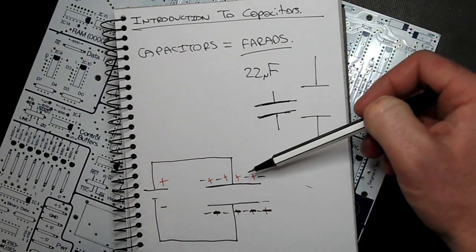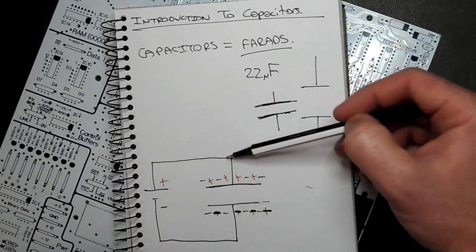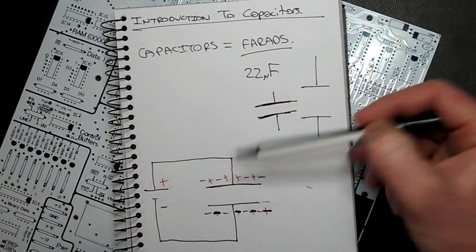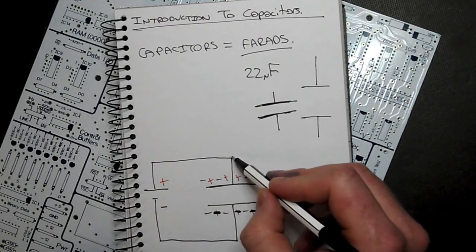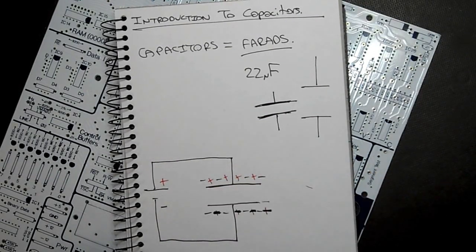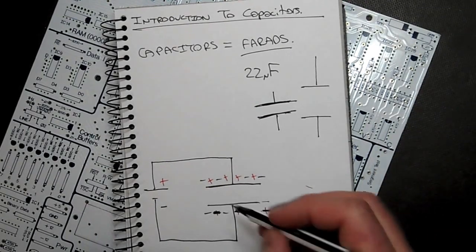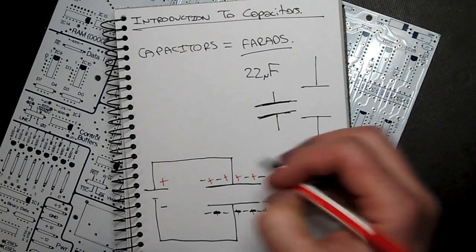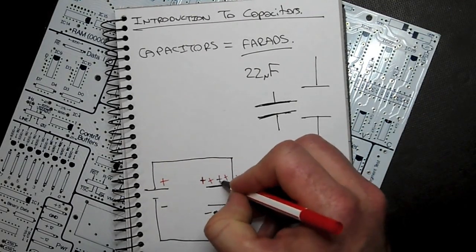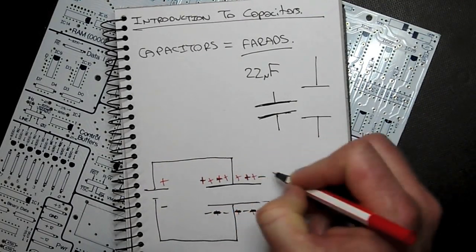If we look at the top, we've got the positive terminal connected to the top plate. The electrons in the top plate will be attracted to the positive potential. So if these electrons now leave here, we end up with holes, or positive charge.